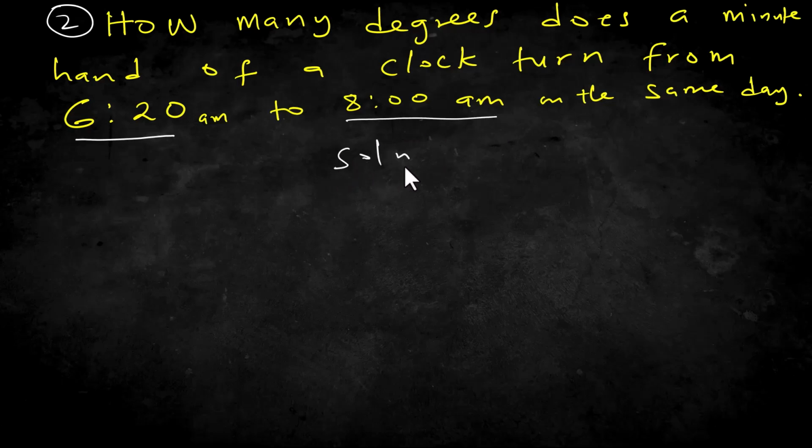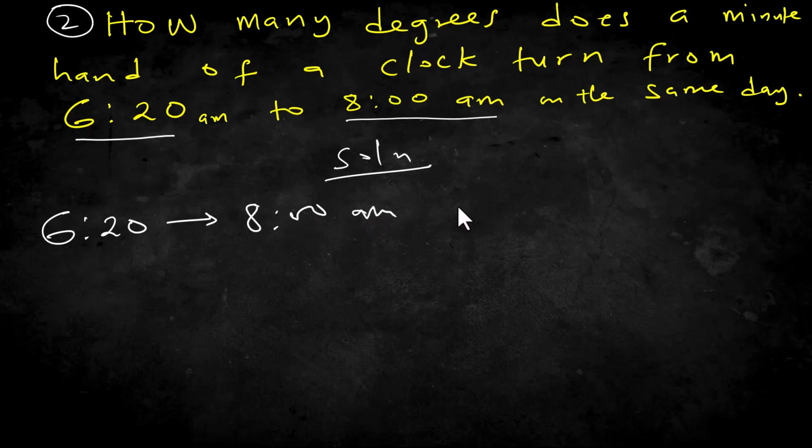All right. So from 6:20 to 8 o'clock a.m. So how many minutes? So we have 1 hour 40 minutes. So 1 hour 40 minutes.